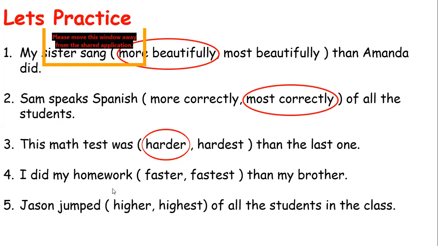I did my homework faster or fastest than my brother. I'm comparing my homework with my brother's homework or with a group of people's homework, with one person or a group of people? One person. So what do I use, faster or fastest? Faster. Excellent.